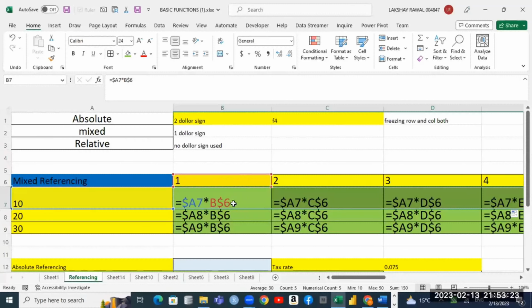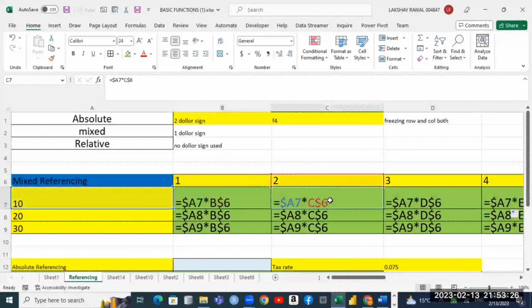See, look at here. B6 is changing to C6. C6 is becoming D6. Why is A7 not changing to B7? Because I have freezed A. Okay. Yes, ma'am. Got it. Thank you.